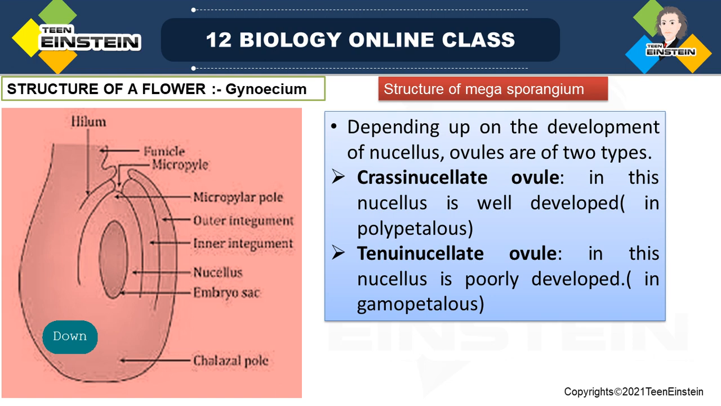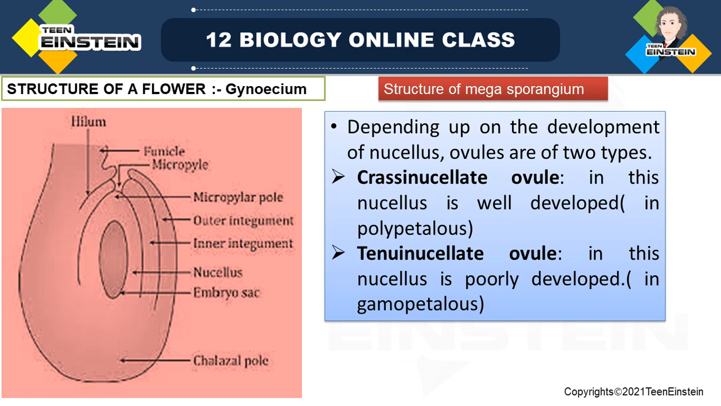And next is based on the development of the nucellus. Based on the nucellus, there are two types of ovule. You can see two types of ovule.